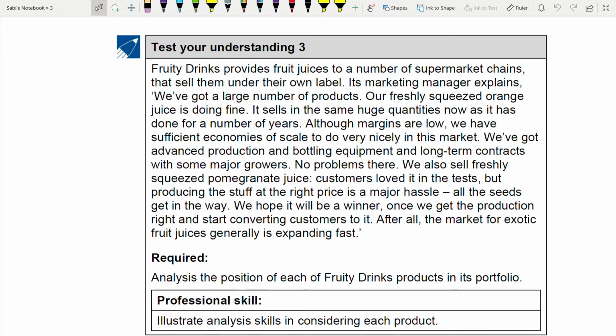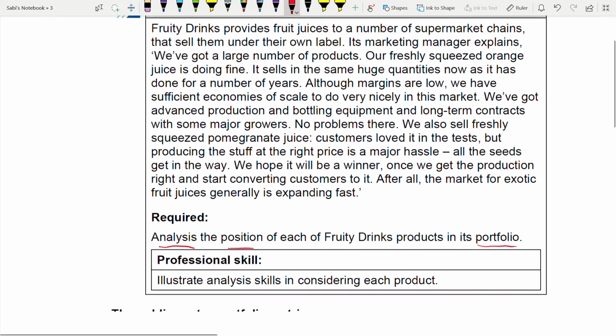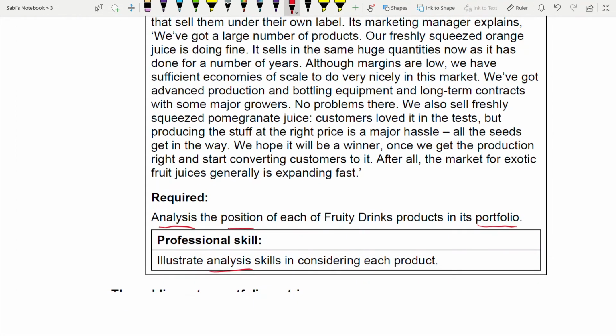Test your understanding 3. So what I'm going to do is I'm not going to read this entire case study. You have been given 2 drinks. One is orange juice and the other one is pomegranate juice. And you are supposed to analyze its position in the portfolio. Analyze its position in the portfolio means in the BCG matrix, where does it stand? Is it a cash cow, problem child, star, or a dog? And the professional scale is there for the analysis.